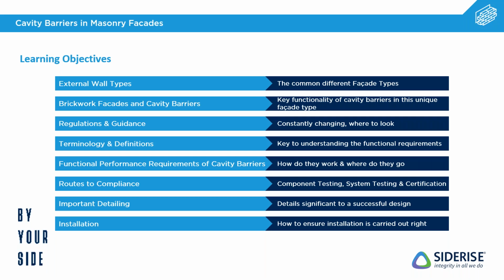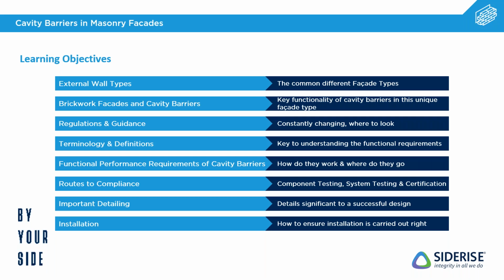We're going to first quickly look into some of the external wall types, focusing on masonry, some of the key principles behind masonry or brickwork facades and how cavity barriers go within them. We're going to look at some of the regulatory guidance that's out there and other guidance which helps us build these buildings as safely as we can when we're looking at fire and life safety, along with some terminology and definitions which you may be familiar with already, but it never hurts to reiterate some of them because they're quite important definitions that go along with many of these terms.